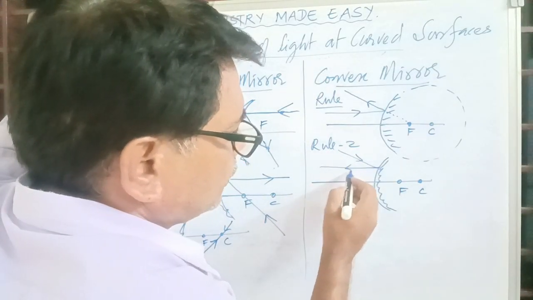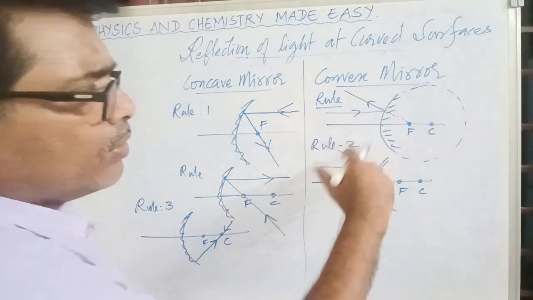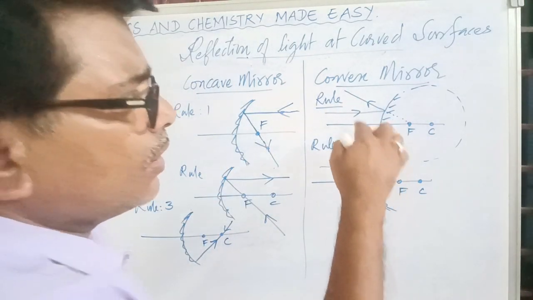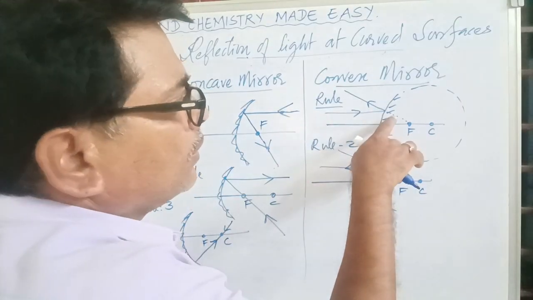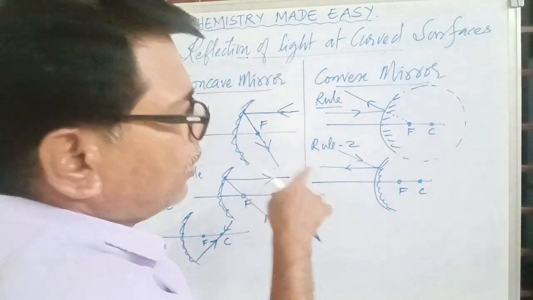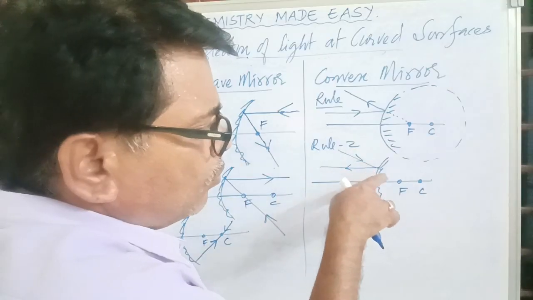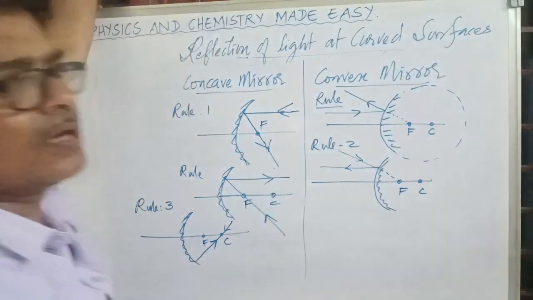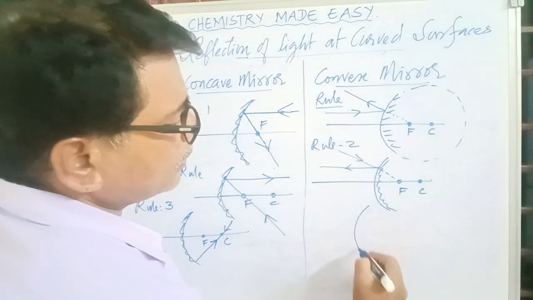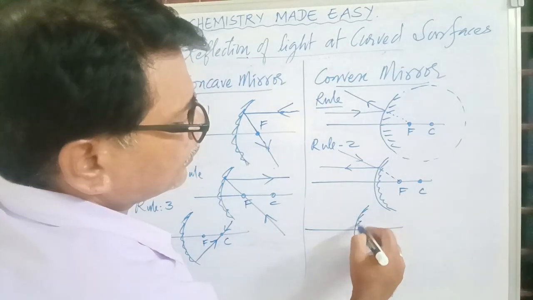Now just now I told you there is no difference between these two cases. Only the arrow shows the direction of light. Here it is parallel, hitting the mirror, it goes through the focal point. Now if a light happens to go towards the focal point, after touching the mirror it passes parallel. And the third rule also remains the same.